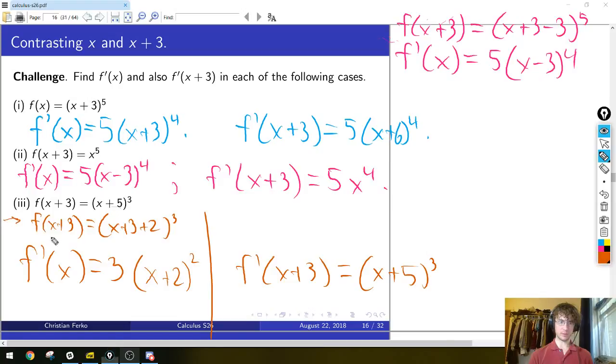differentiate both sides of this first equation. On the left, f prime, where now the prime is taken with respect to x plus 3, f prime of x plus 3 is, from the right side, 3 times the quantity x plus 3 plus 2. And then we simply replace x plus 3 by x plus 3 on both sides, which yields x plus 5 on the right. Good, okay.